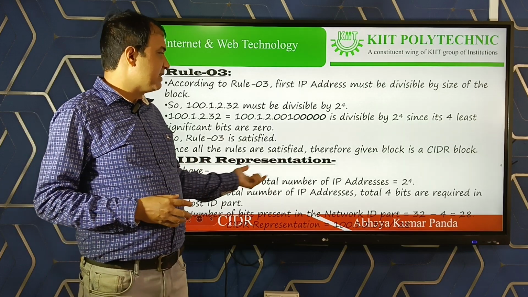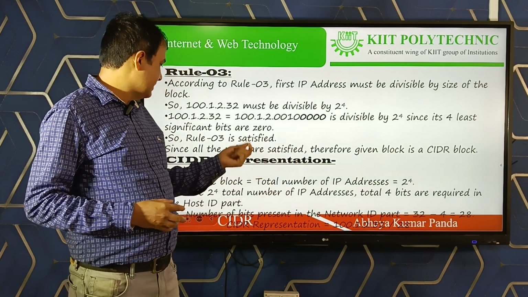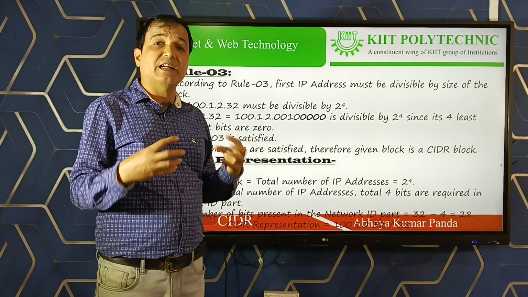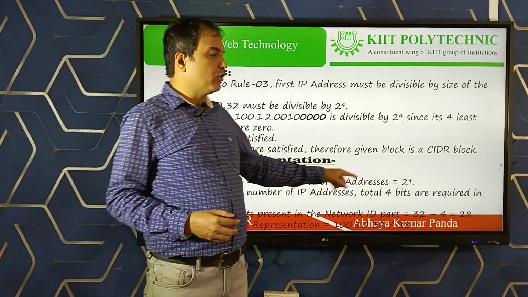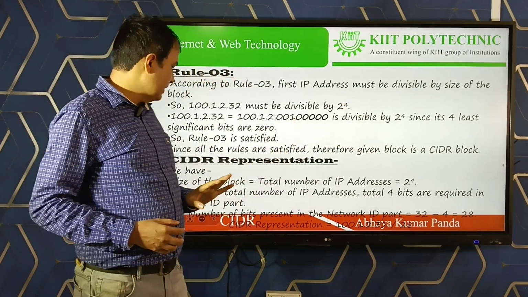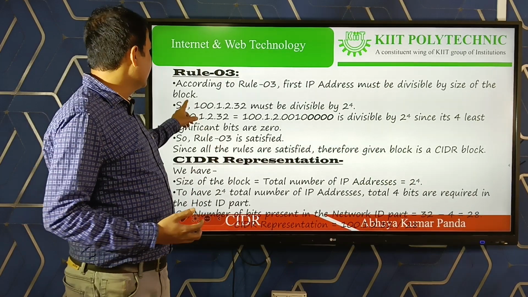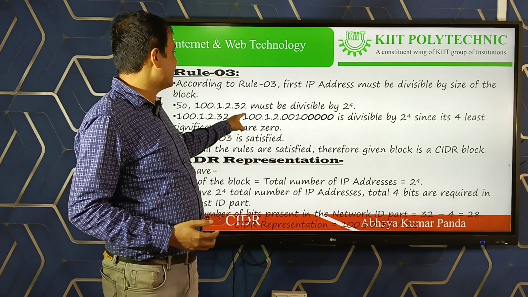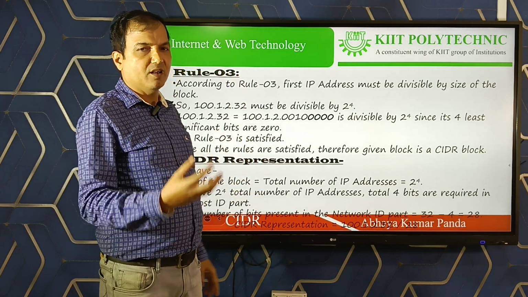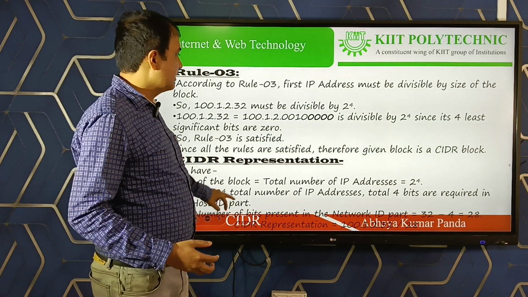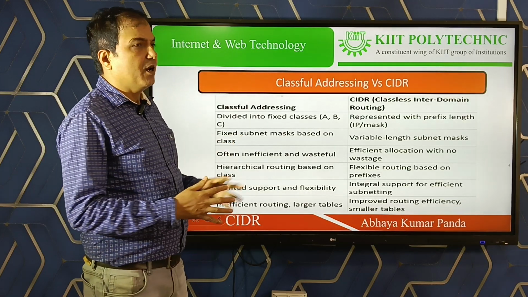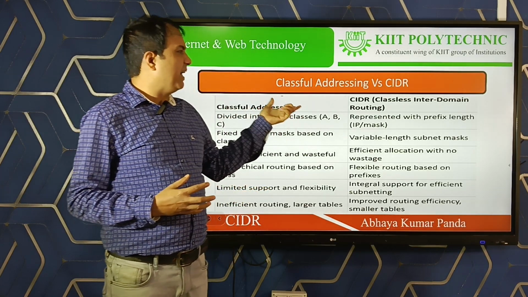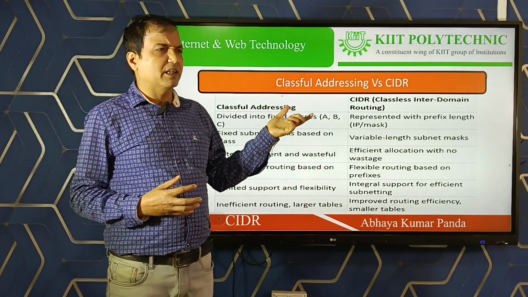The size of the block is 2 to the power 4, which means 4 bits are required for the host ID. So how many bits are required for the net ID? That is 32 minus 4, which is 28. Then we write the first IP address as 100.1.2.32/28, and we get the representation. At last we will discuss the difference between classful addressing and CIDR, or classless inter-domain routing.